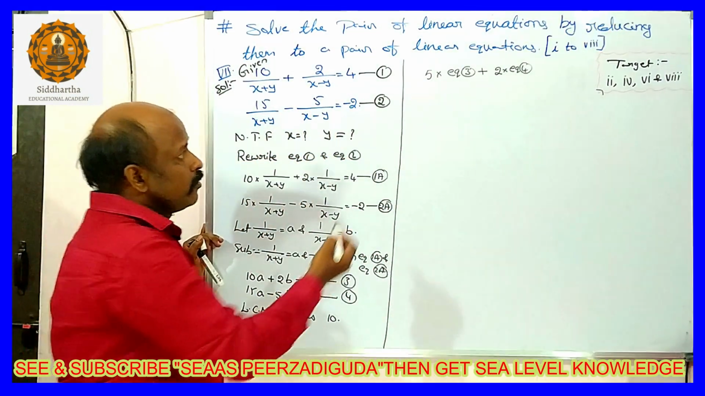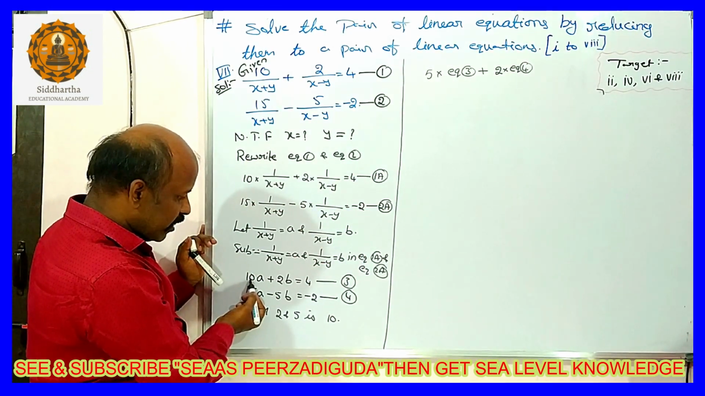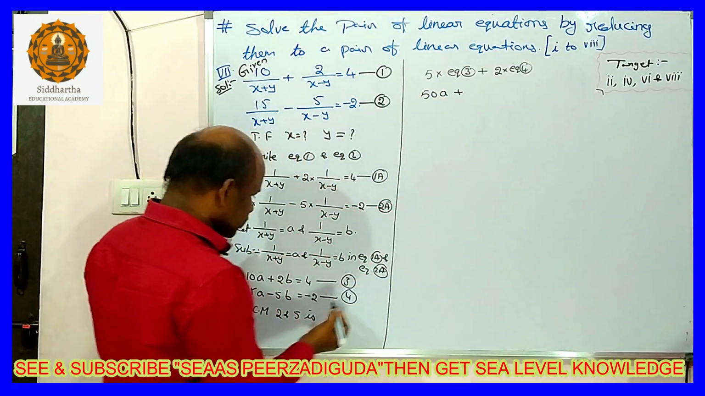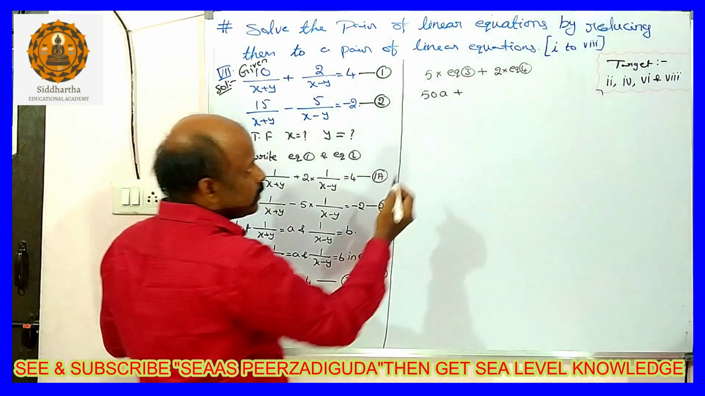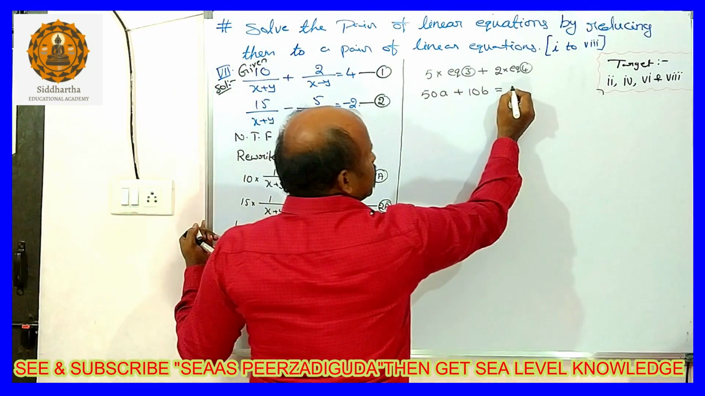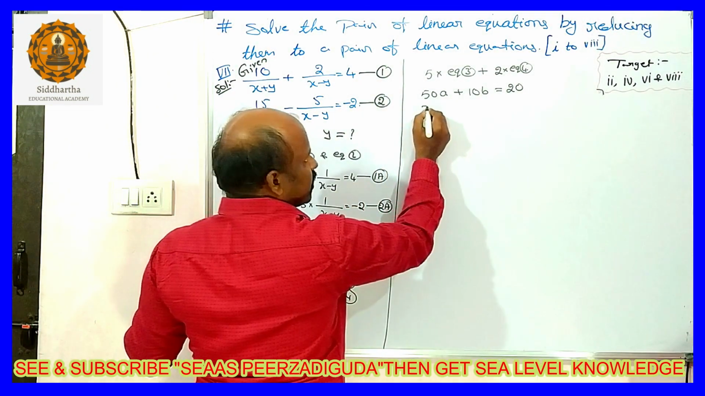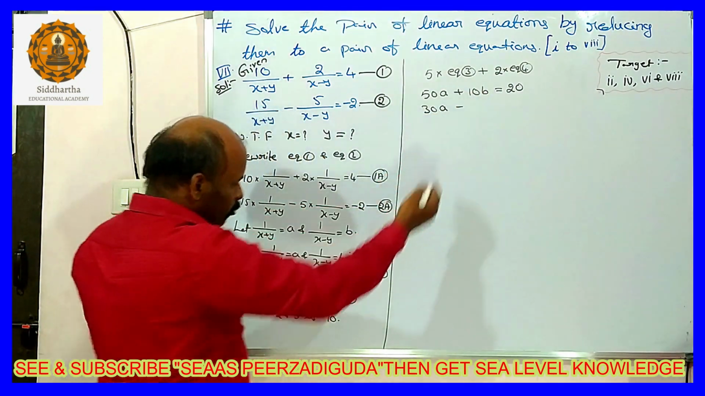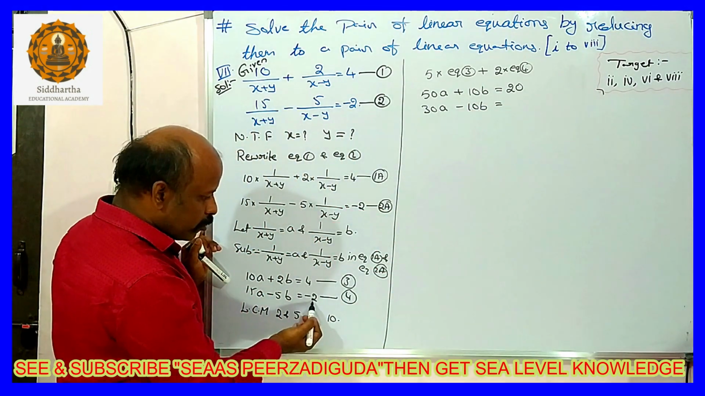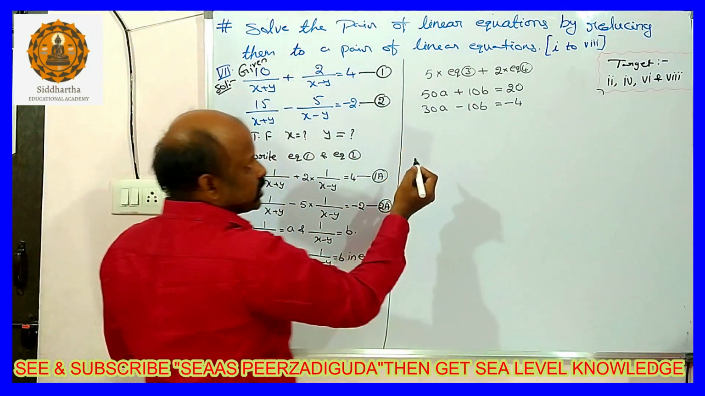So now you observe, 5 into 10, 5 tens are 50, 50a plus 5 twos are 10b is equal to 5 fours are 20. Then next 2 into 15a, 2 15s are 30a minus 2 into 5b, 2 5s are 10b is equal to 2 into 2, 4, minus 4. Here a minus symbol is there, right? That's why I am keeping the minus symbol over there.